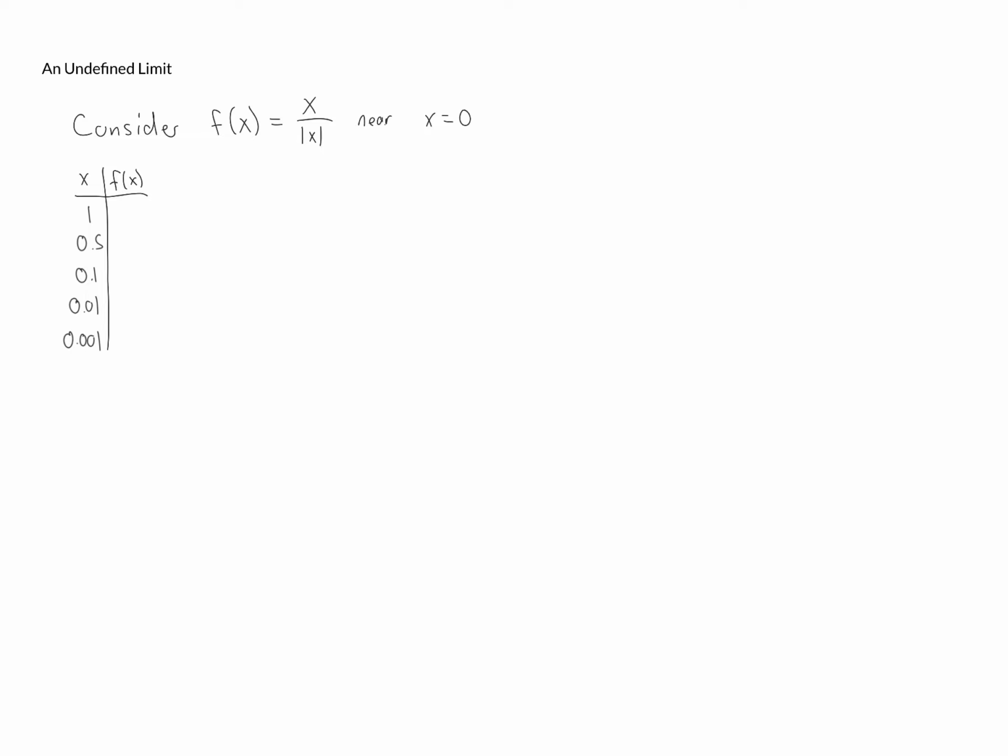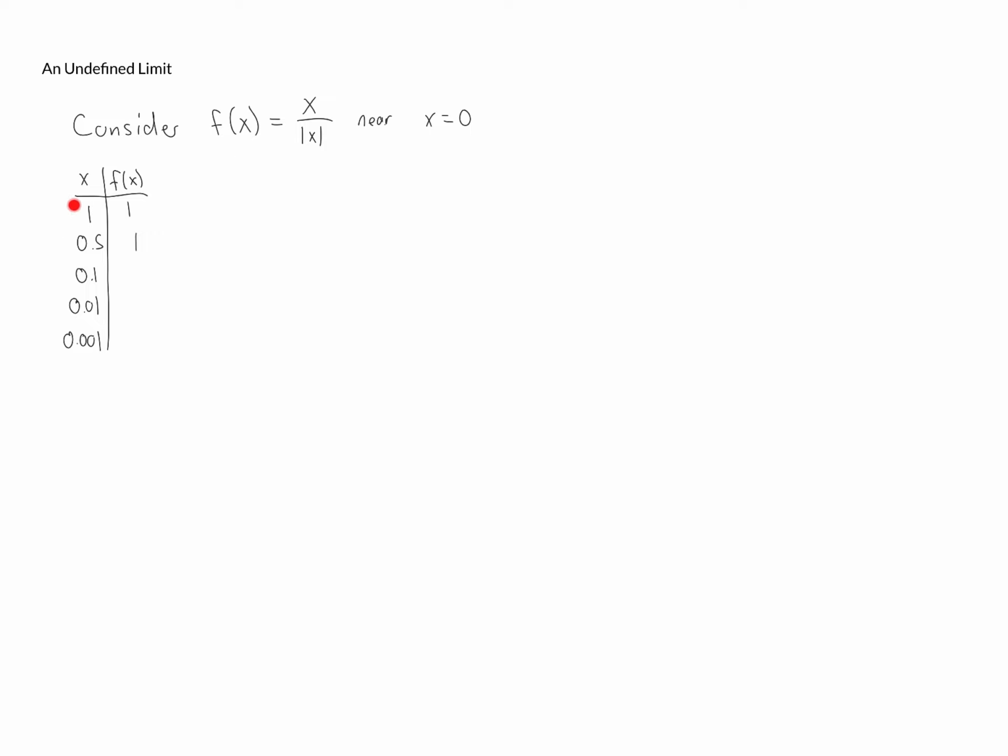0.001, let's say. Now, when x equals 1, that's going to be 1 over the absolute value of 1, which of course is 1, and then 1 over 1 is 1, so f of x is 1. When x is 0.5, we've got 0.5 over the absolute value of 0.5, and of course the absolute value of 0.5 is 0.5, so we've got 0.5 over 0.5, which is also equal to 1. If we plug in 0.1, we're going to end up with the same thing.